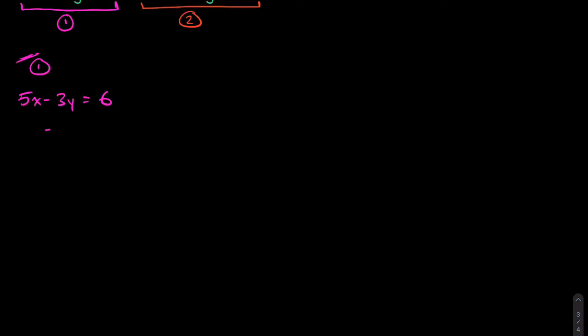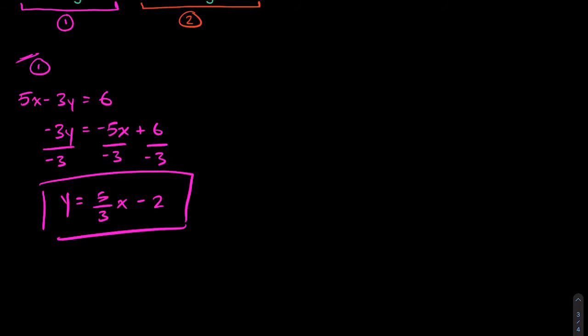Okay. I'm going to move that 5x to the other side. So we get negative 5x plus 6. I'm going to divide by negative 3. And we get y equals positive 5 over 3x, right? Because that negative and negative is going to make it a positive, minus 2. And here's equation 1. Beautiful. Okay, let's do equation 2.